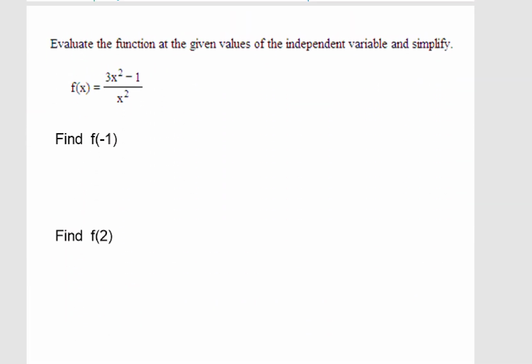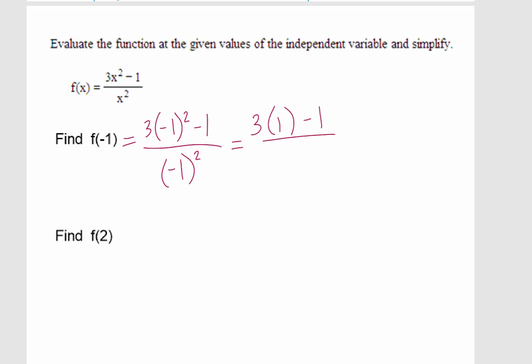All right, they want us to evaluate the function at the given values of the independent variable and simplify. So again, we're just doing plug and check. We're going to plug it in and calculate it out. So f of negative 1 would be 3 times negative 1 squared minus 1 over negative 1 squared. Calculate that out. I end up getting 3 times positive 1 minus 1 over 1. 3 times 1 is 3, so 3 minus 1 over 1, and then I get 2 over 1, which is just 2.